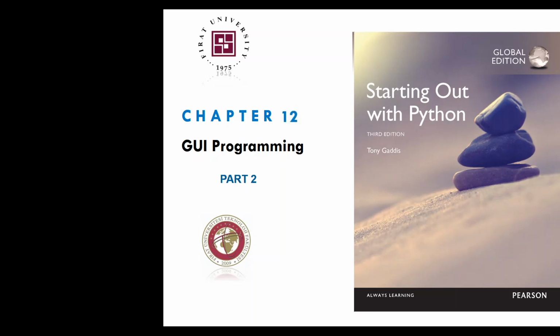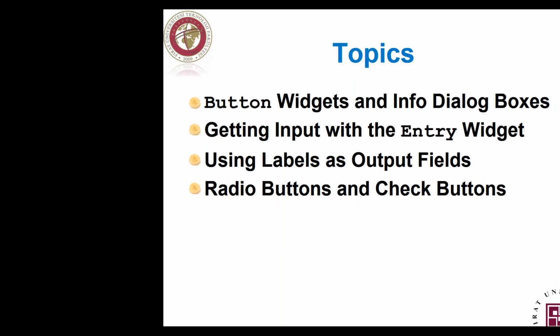YMT218 Object-Oriented Programming. We are still discussing Chapter 12. This is the second part, and this is the last part of the whole syllabus: GUI applications, or GUI programming in Python. We discussed the introduction part, and we explained how we can use the tkinter module to create GUI applications.